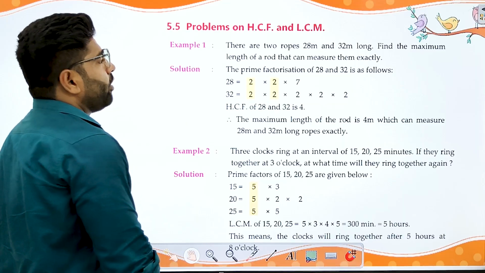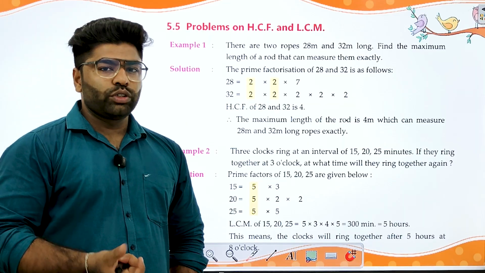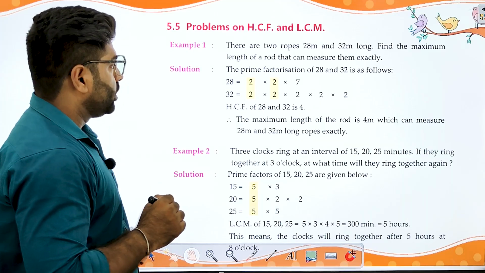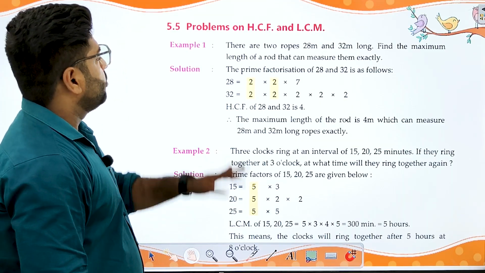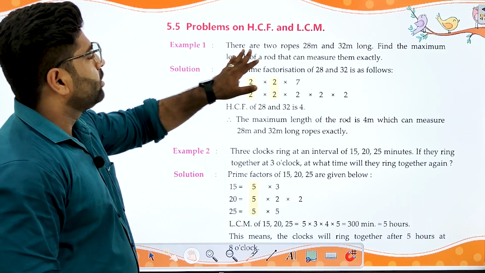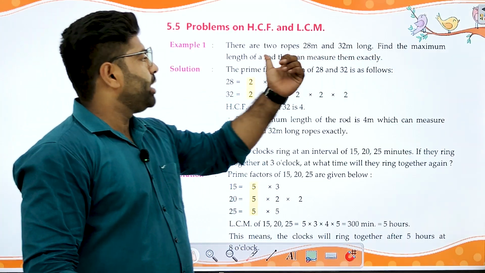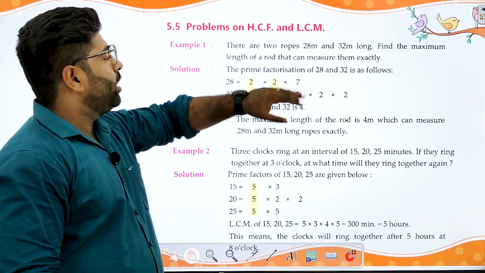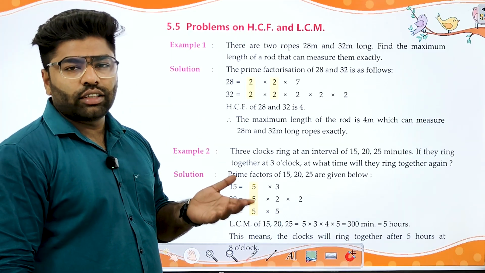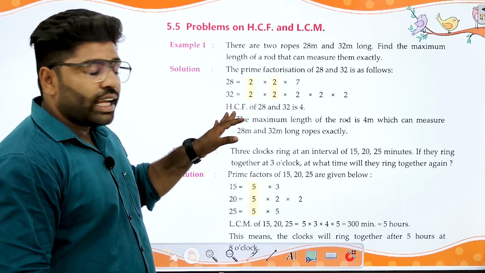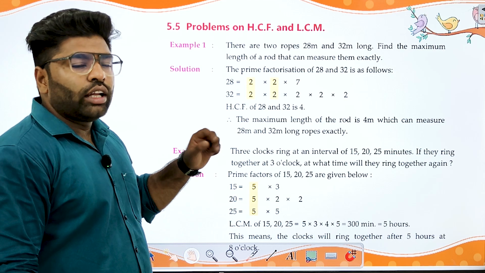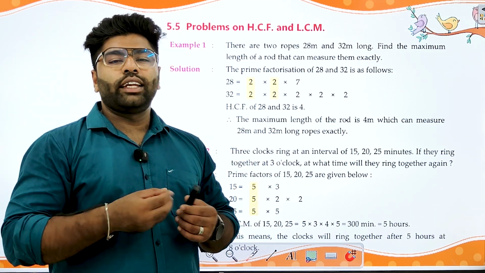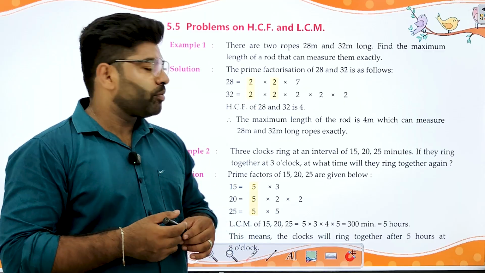Okay, now we have some word problems related to HCF and LCM. The first thing, we have example 1. Here are two rods. Find the maximum length of rod that can measure them exactly. When we have to find the maximum number, we have to find the HCF for that, and this problem can be used in other parts also, just like racing and other things.